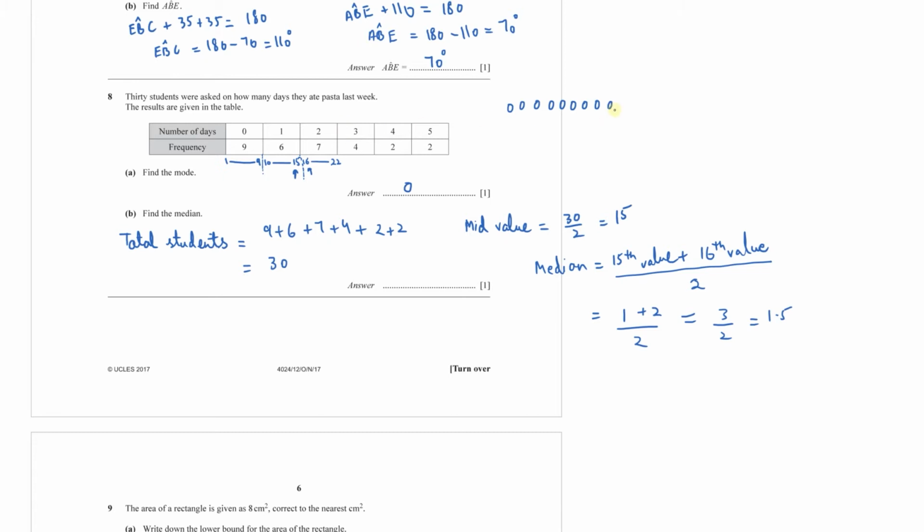And then I have 6 ones: 1, 2, 3, 4, 5, 6. And then I have 7 twos: 1, 2, 3, 4, 5, 6, 7. Now I can count and see which is the 15th and 16th value. So 1, 2, 3, 4, 5, 6, 7, 8, 9, 10, 11, 12, 13, 14, 15. So this is the 15th and this is the 16th, which is exactly the same 1 and 2 that I got here.